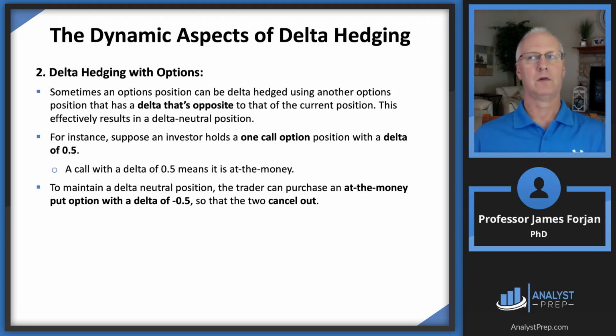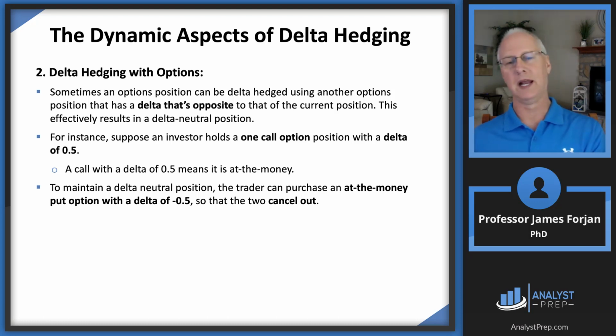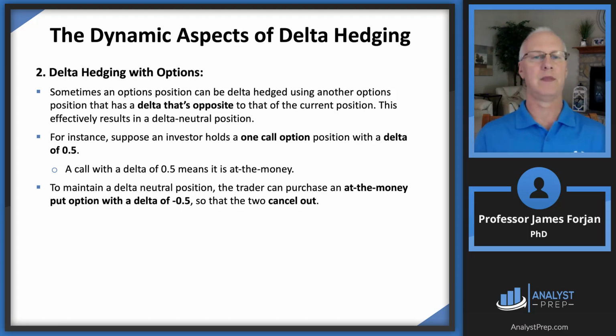Now in that first part, we hedged using the underlying asset, but you can do it by using other kinds of derivatives. So suppose that we hold a one call option position that has a delta of 5. What that means is that all we need to do is find another option that has a delta of -5, and then the two cancel out. Now, of course, the obvious notion here is to have one call option and then have one put option that have identical deltas, and so those cancel out.